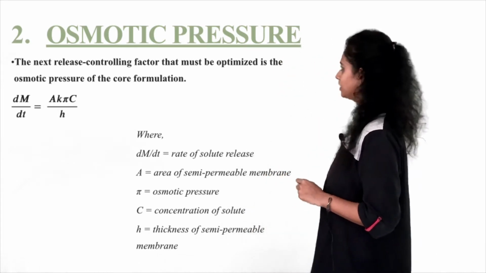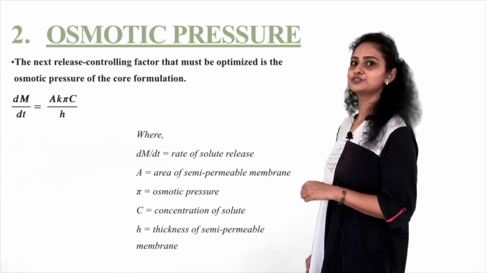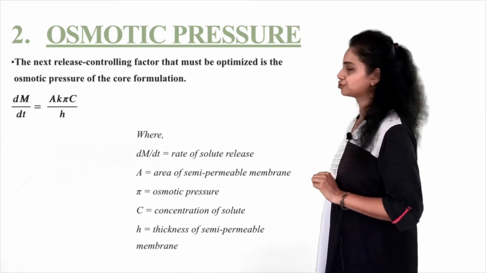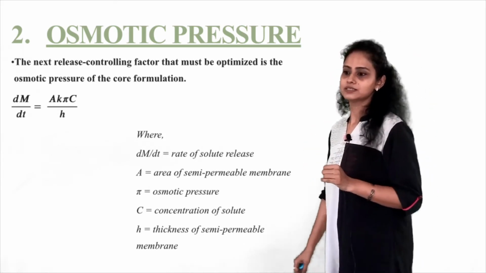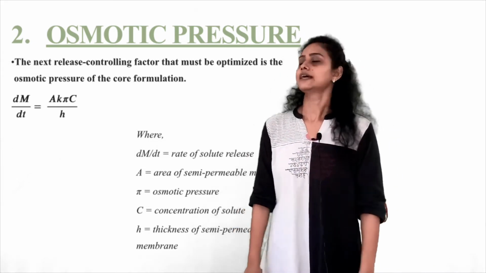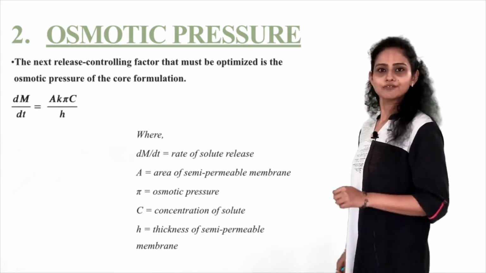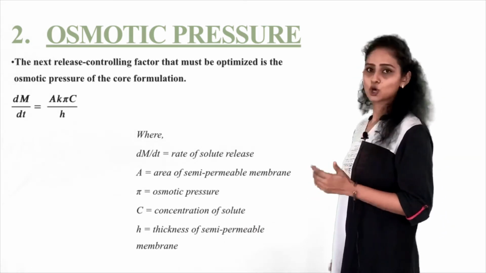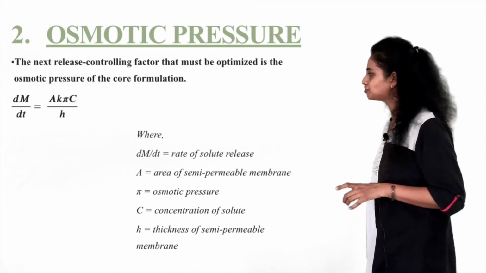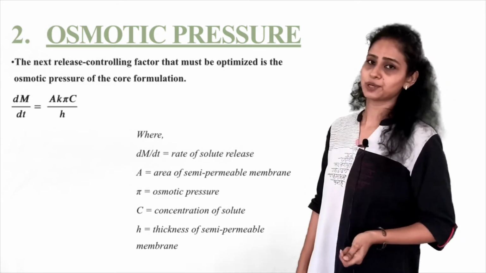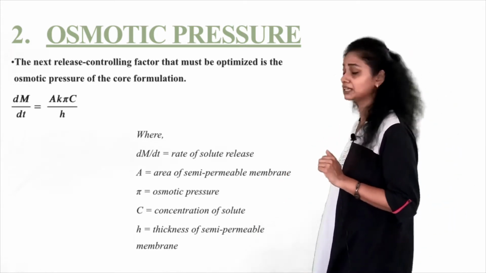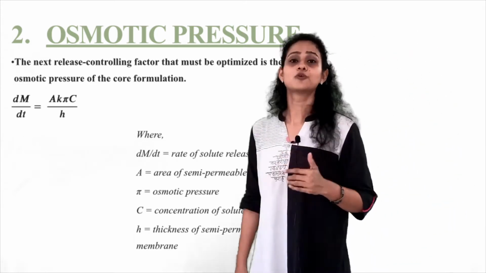Now, here you can see the equation dm/dt = A K π C / H. This dm/dt is the rate of solute release, or rate of drug release. A is the area of the semi-permeable membrane, K is a constant, C is the concentration of solute, and H is the thickness of the semi-permeable membrane. Now, we are left with one parameter in this equation, and that is π. This π is the osmotic pressure.